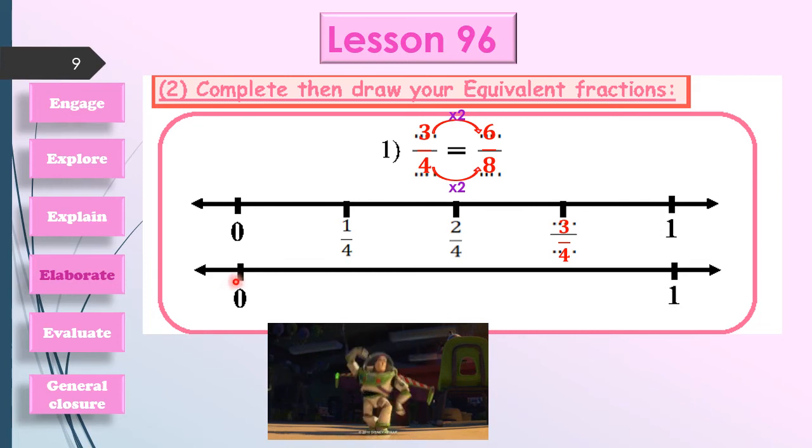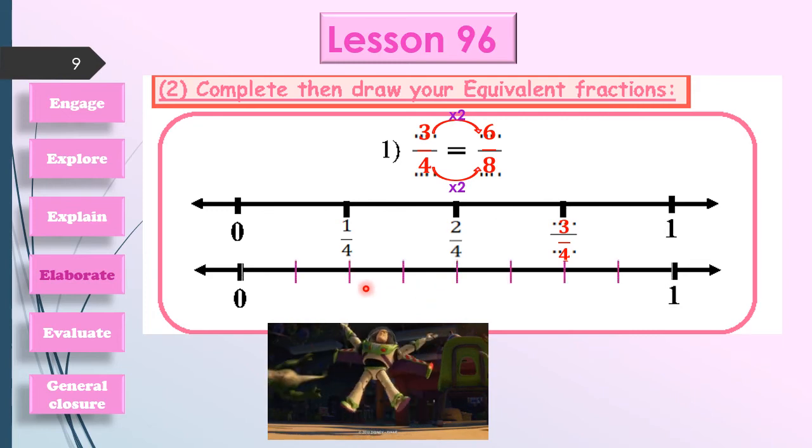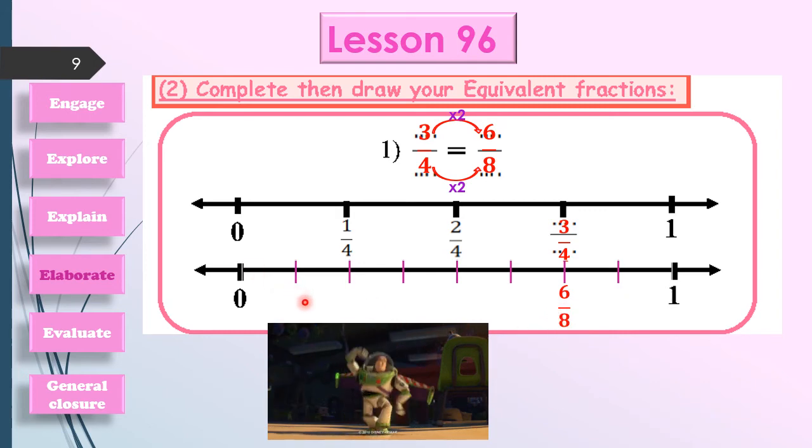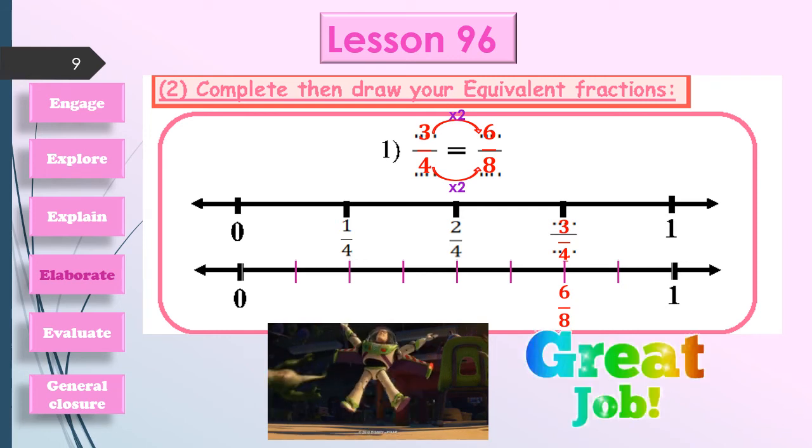Now let's go to the second number line and divide it into how many parts? Yes, 8 equal parts. And write this fraction on this part, which is called 6/8, because 1/8, 2/8, 3/8, 4/8, 5/8, it will be 6/8. Now let's search if I'm right or wrong. Is 3/4 located at the same place as 6/8? Yes, then I am right. Great job.